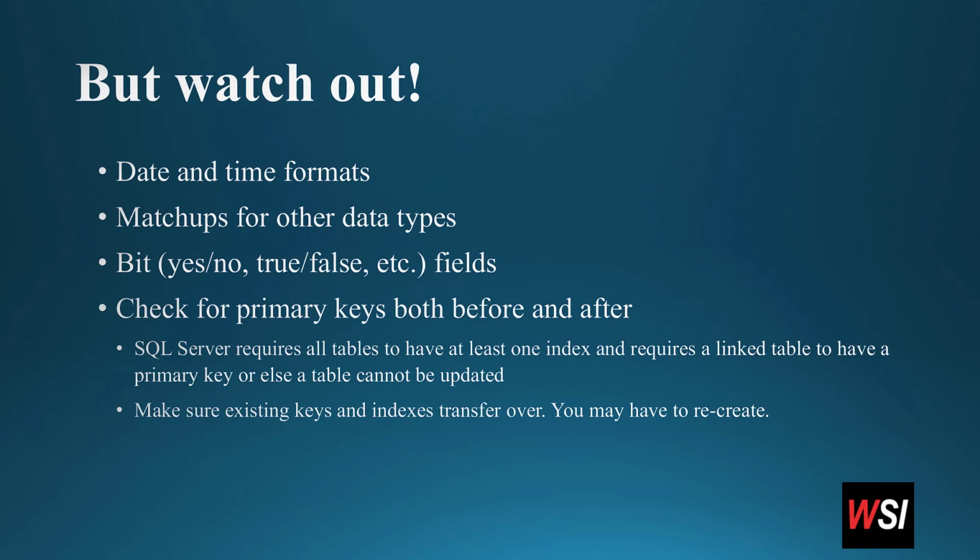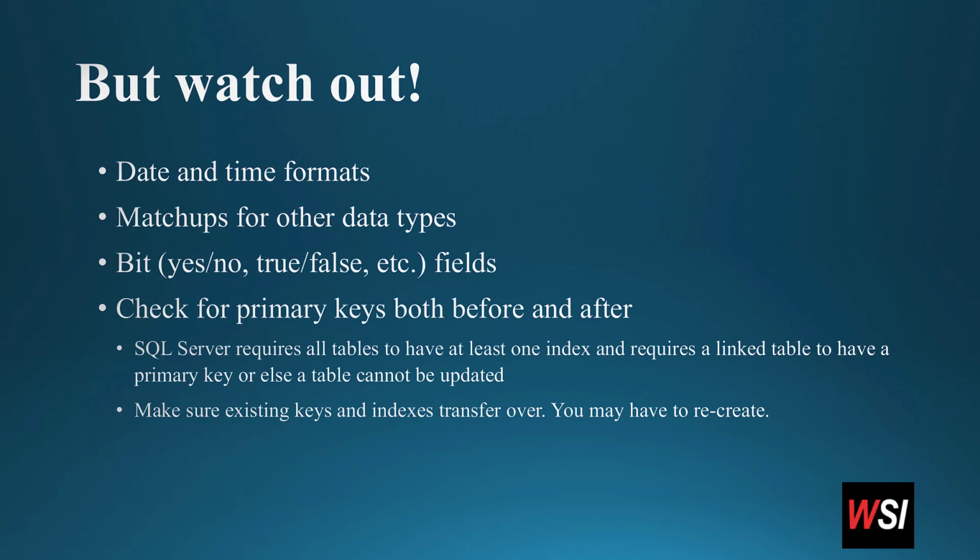Now, this is the main point of this video: there are some things you want to watch out for. Number one is date and time formats. There are some differences. Access has a date-time format, and SQL Server has a date-time too, and there are other date types that you have to look at in terms of compatibility. There are matchups for other data types. This is not necessarily a pitfall, but what is called a long integer in Access is an integer in SQL Server, for example. So even for numbers, the data types are a little bit different.